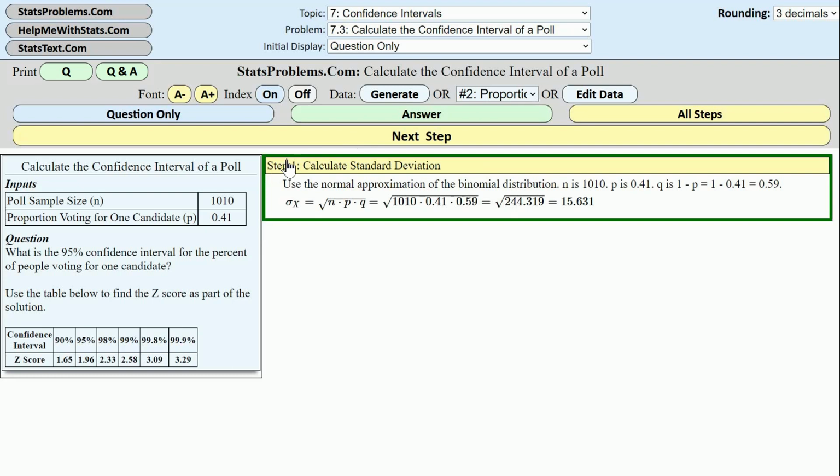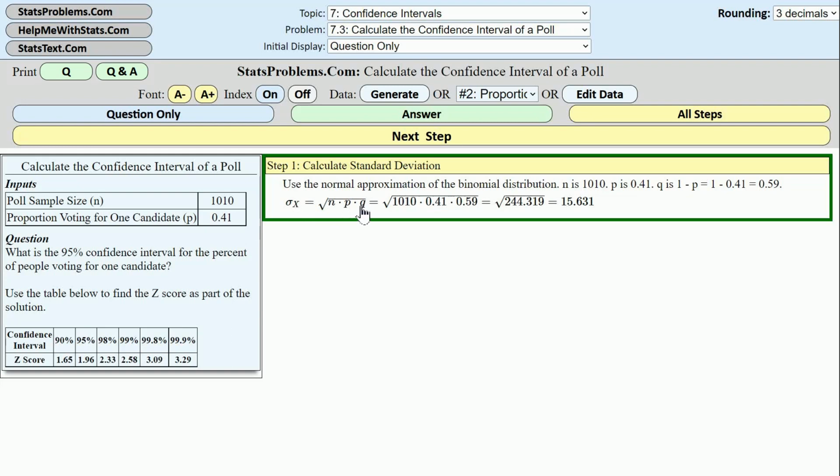In Step 1, we calculate the standard deviation in votes. Use the normal approximation of the binomial distribution. N is 1010, P is 0.41, Q is 1 minus P equals 1 minus 0.41 equals 0.59. The standard deviation, sigma sub x, equals the square root of n times p times q.